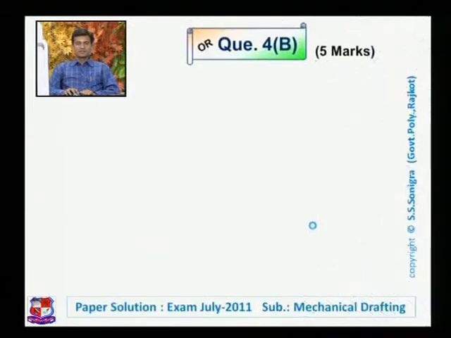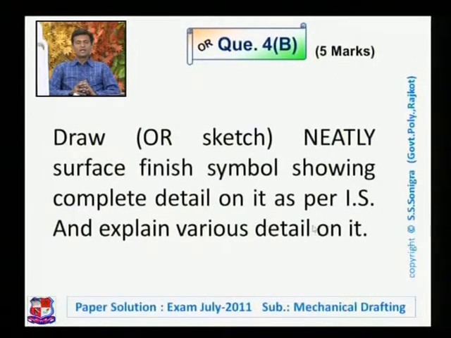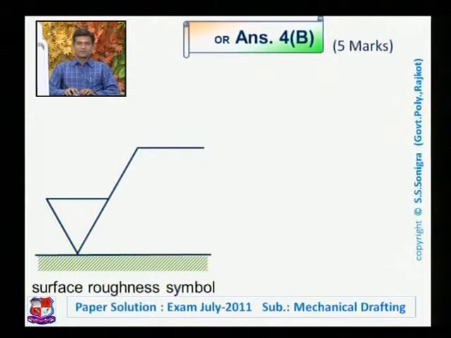Next question, question number 4b, asked in option. Draw neatly the surface finish symbol showing complete detail on it as per IS standards and explain various details on it. So this is the symbol of the machining. We know this is a symbol. Now we interpret each element in this surface roughness symbol.